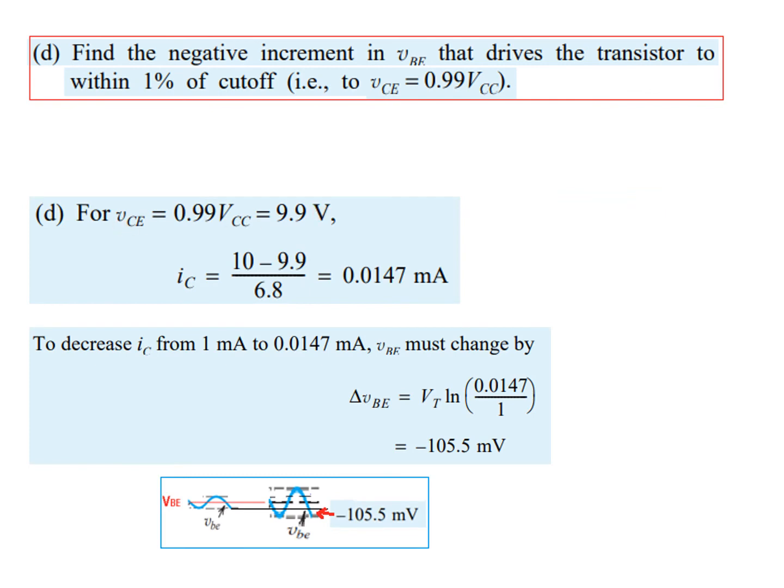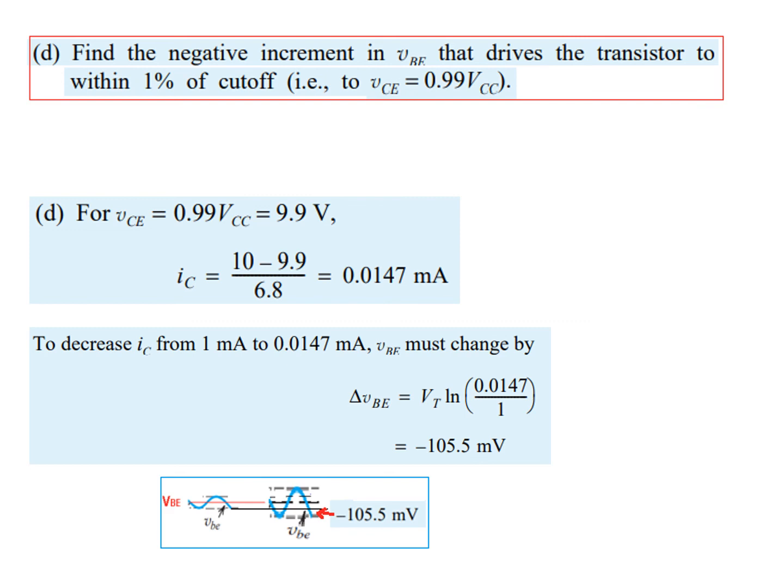So VCE 9.9, putting in here, we'll find another current, a new current. This time the current is 0.0147, it has reduced. And following the same technique, we have now one current 1 milliampere, the other current this one. And following this relation, we get change in VB to be minus 105.5. That means on the negative side, it will now change by minus 105.5 millivolt. So this was the question.